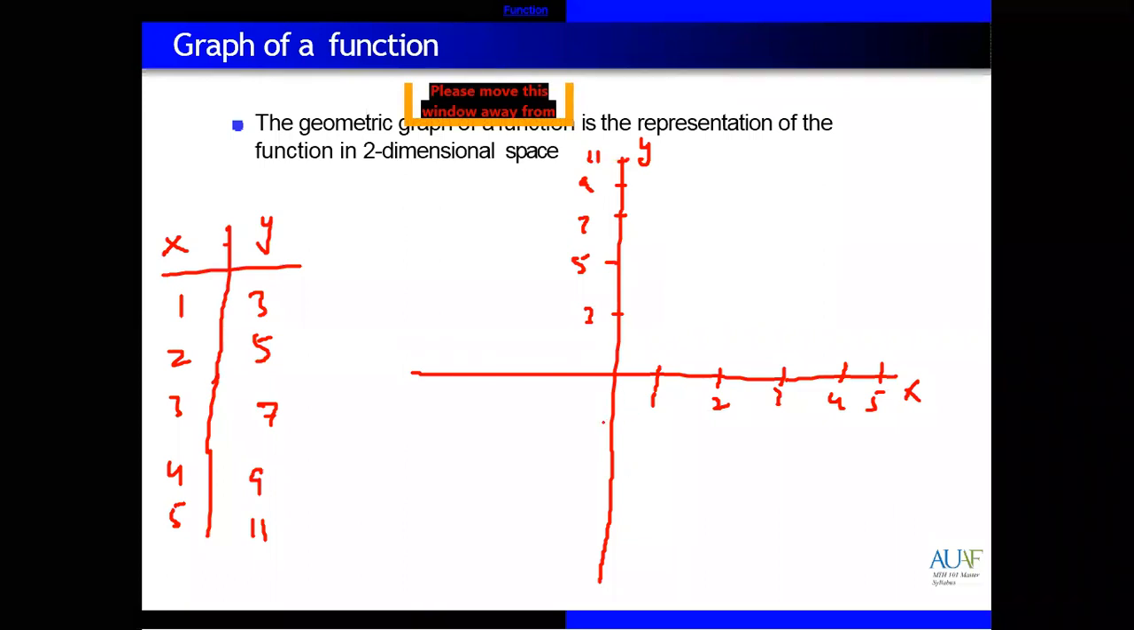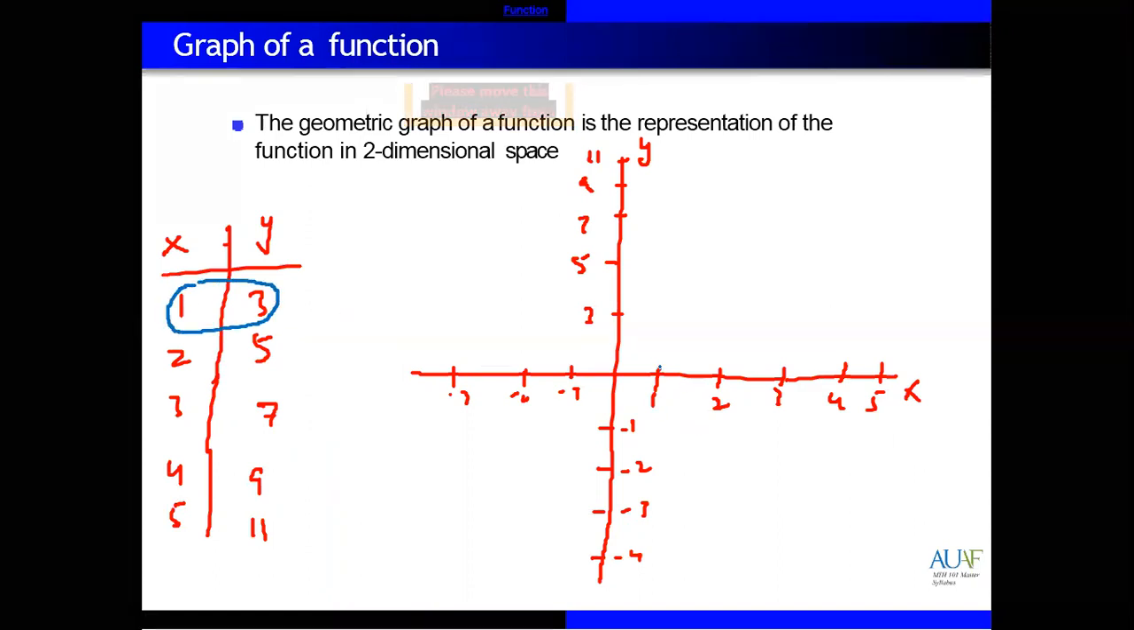Same for negative values, like minus 1, minus 2, minus 3, minus 4. So how can we draw these points? How can we find these points? First, this is the first pair, 1 with 3. It means that x is 1, y is 3. So joining these 2 points, this point is actually the 1 and 3 point. X is 1, y is 3. This is an x and y ordered pair.